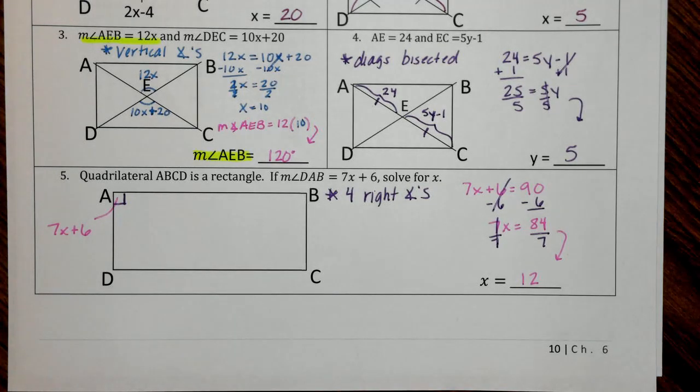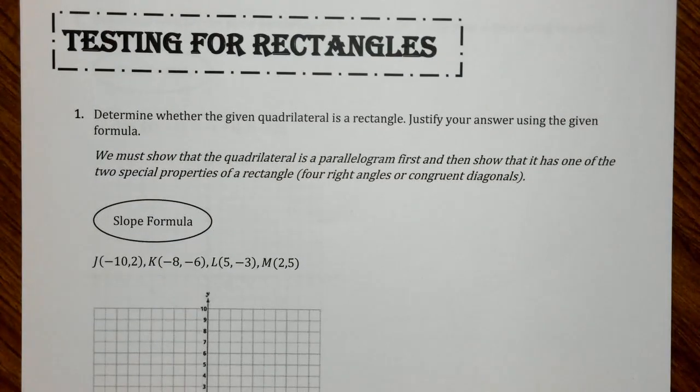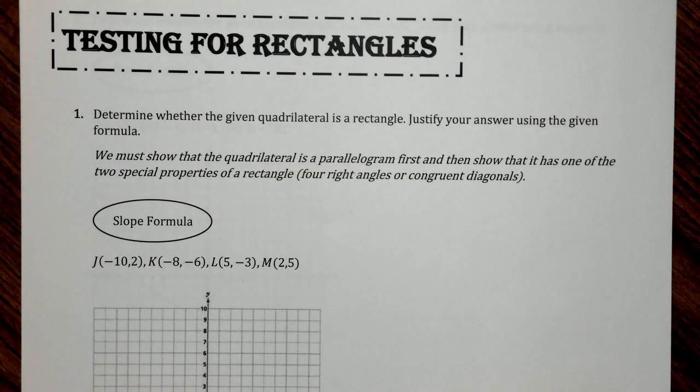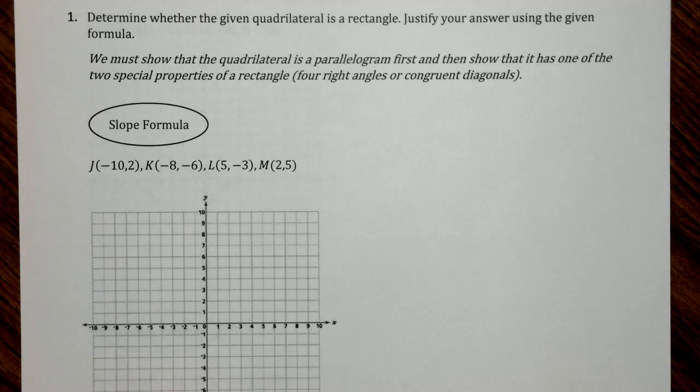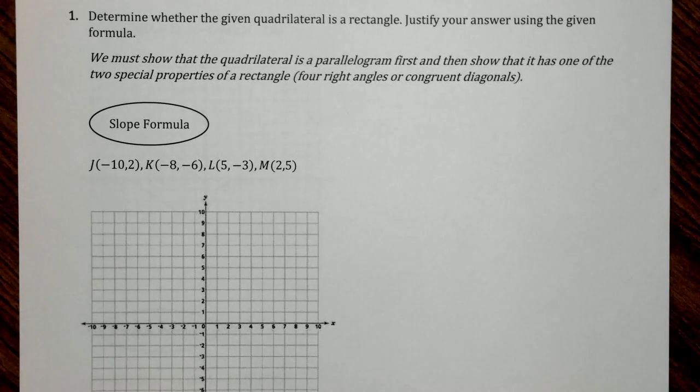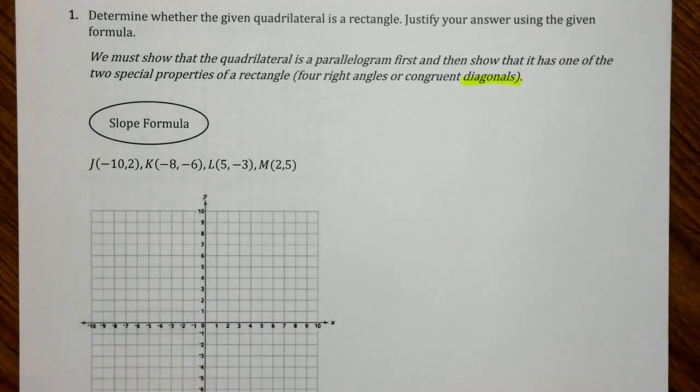Now, testing for rectangles. We did this with parallelograms. Now we're going to do it with rectangles. First thing we're going to do is look at the slope formula, and we're going to figure out, okay, do we have the 4 right angles and the congruent diagonals? Well, the slope formula is going to be a little different than what we did with parallelograms. With parallelograms, we used the slope formula to identify if opposite sides were congruent with the same slope. Now what we're going to do is look at the diagonals, okay?